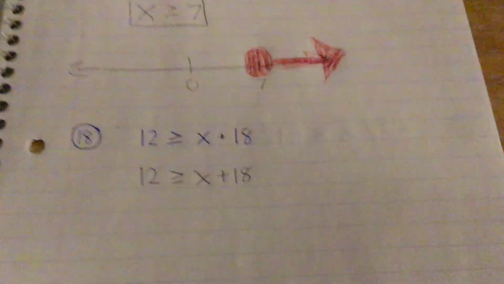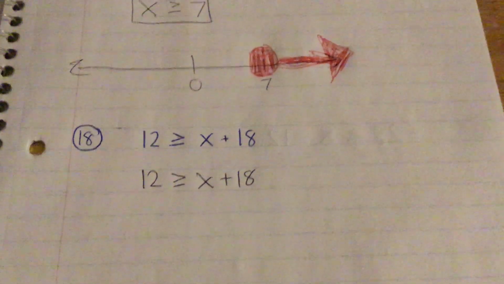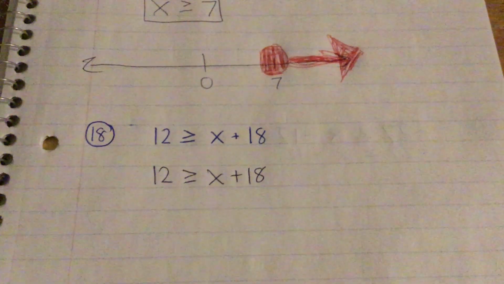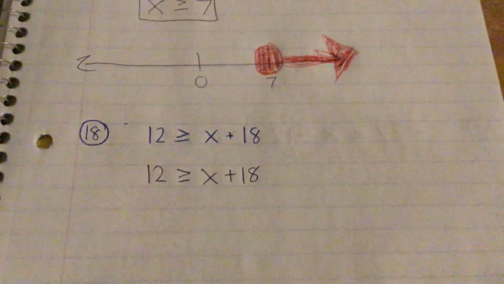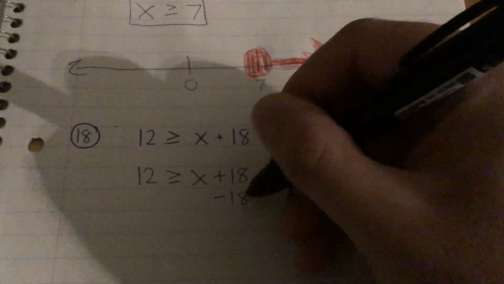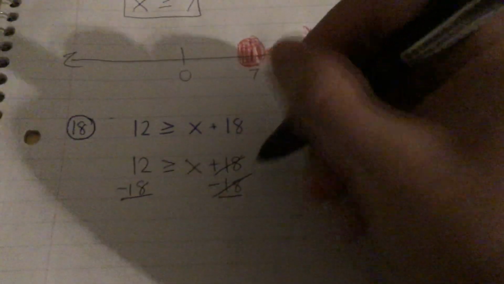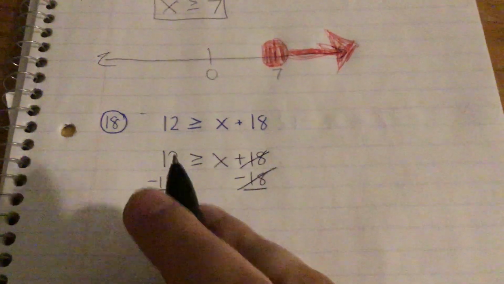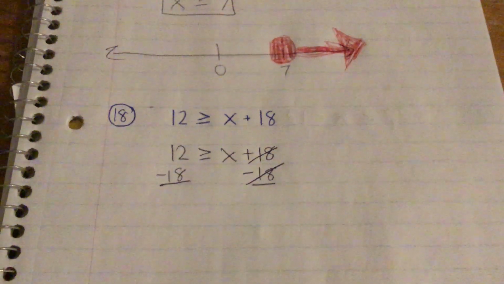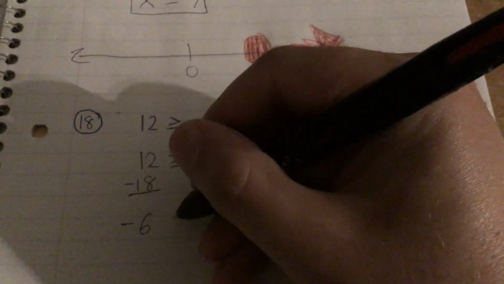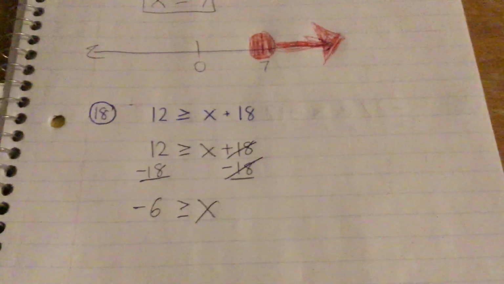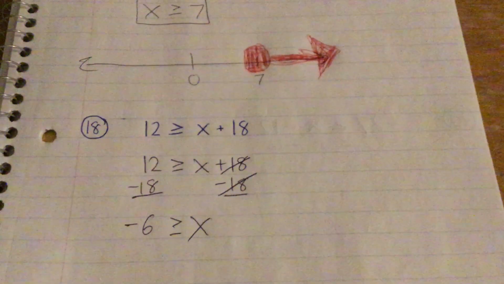If this was an equal sign problem, how would I solve for x? I would minus 18 on both sides to get x isolated. So 18 cancels out with negative 18, and 12 minus 18 is negative 6. Since subtraction has no impact on this inequality symbol, the sign stays the same. Negative 6 is greater than or equal to x.